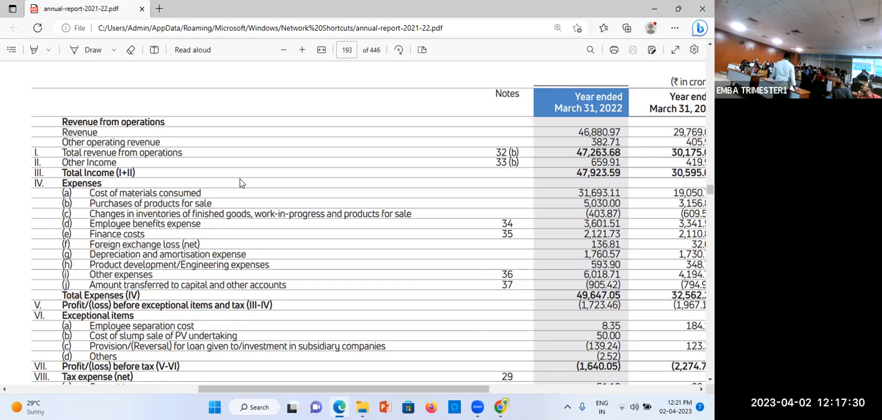Okay, that's the logic. Next one. Sir, can you repeat again the change in closing stock formula? Closing stock of work in progress, finished goods, and stock in trade should be minus from opening stock of work in progress, finished goods, and stock in trade. That will give you the change in inventory. It can be either minus or plus.